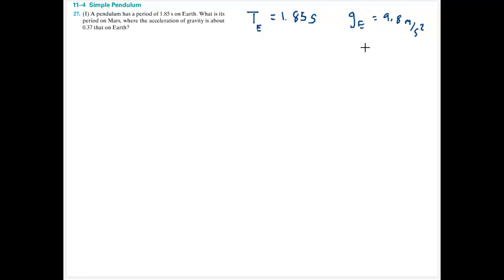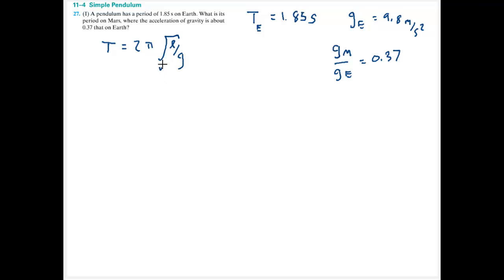And we're asked to find out what the period is going to be on Earth. We know that the gravity on Mars relative to the gravity on Earth is equal to 0.37. We know that the period of a pendulum is going to depend on two things. It's going to depend on the object's length and the gravity. So here we have the length and the gravity.